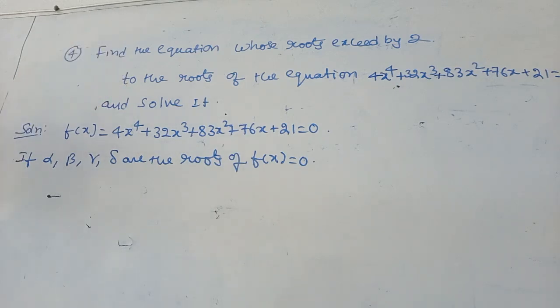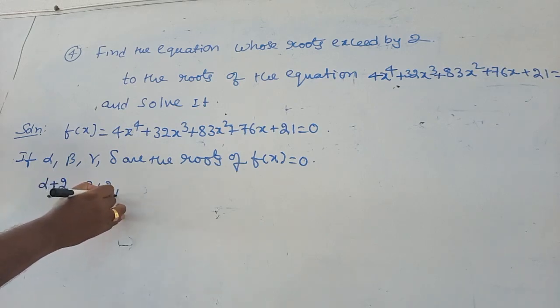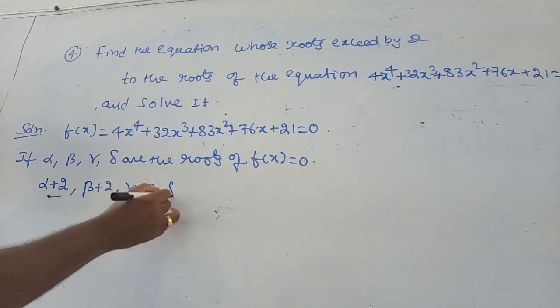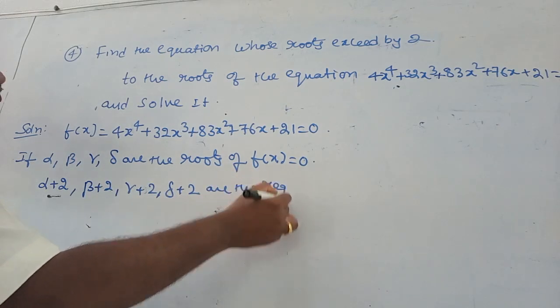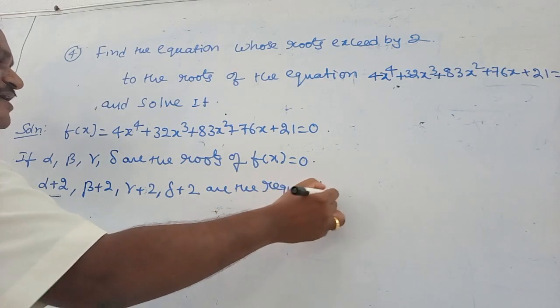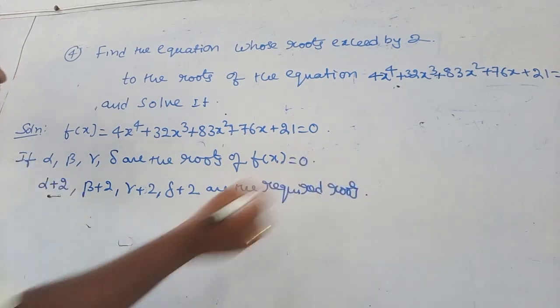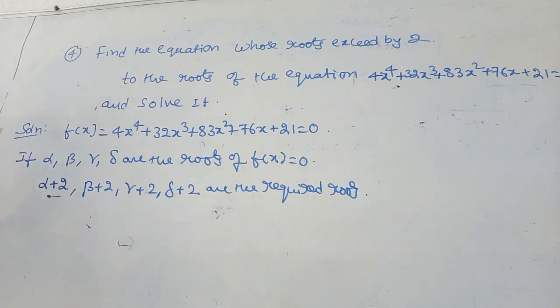Whose roots are exceeded by 2 means we need to form an equation whose required roots are alpha plus 2, beta plus 2, gamma plus 2 and delta plus 2. With these roots we need to form the new equation. For this, the method is a very new method. Every student, observe clearly how we are going to do that.